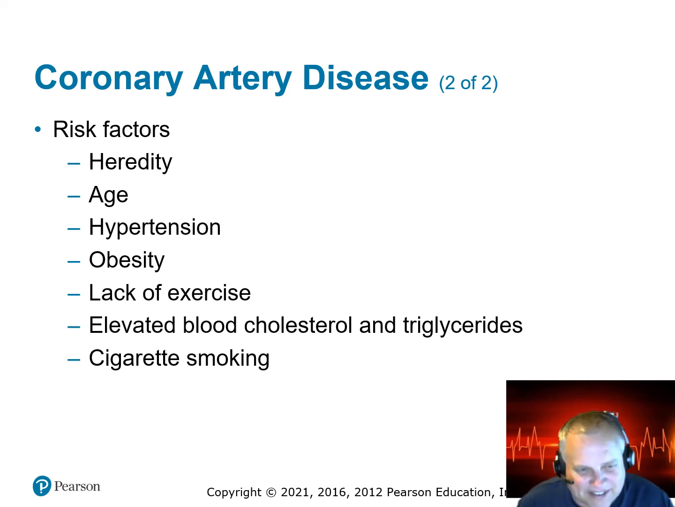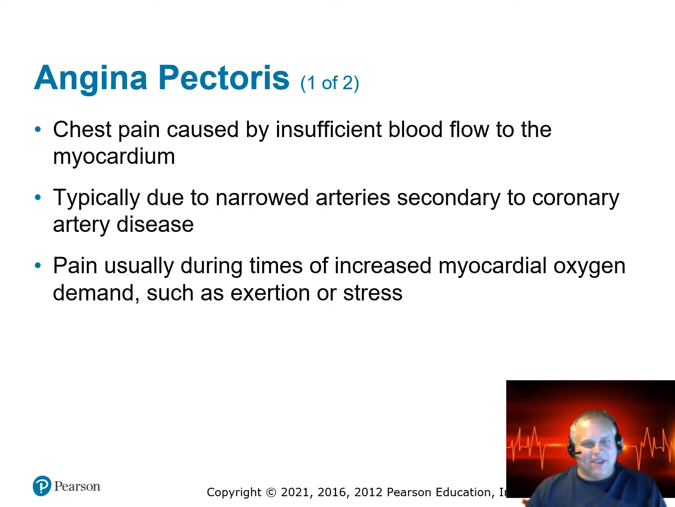Risk factors: heredity. Your family history says there's a high likelihood you're going to have coronary artery disease. As you get older, you have higher risk. Hypertension, if you don't control it, you go into a higher risk factor. Obesity, lack of exercise, elevated blood cholesterol and triglycerides. Smoking. Cigarette smoking decreases the ability of your vascular system to contract and relax when needed. So we'll have chest pain from the insufficient flow. Like I said, the arteries are restricted, you can't get good blood flow, and you need more, and your heart says, hey, slow down, I'm going to give you pain until you do.